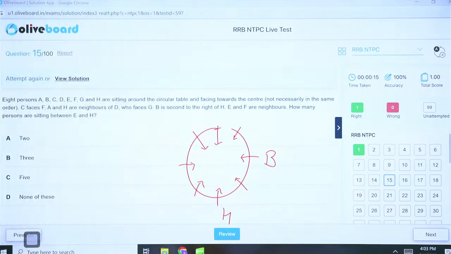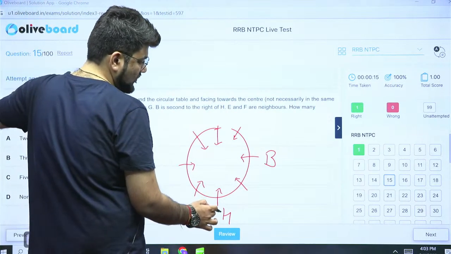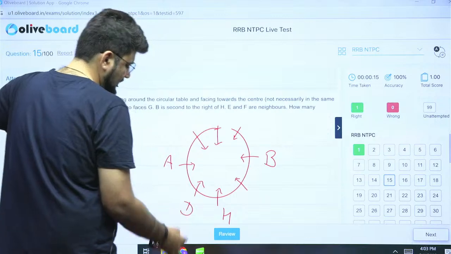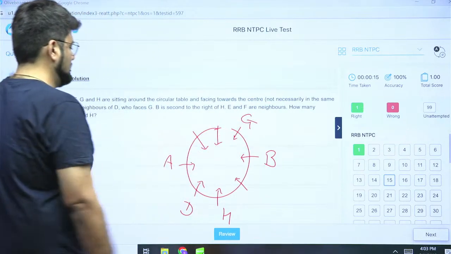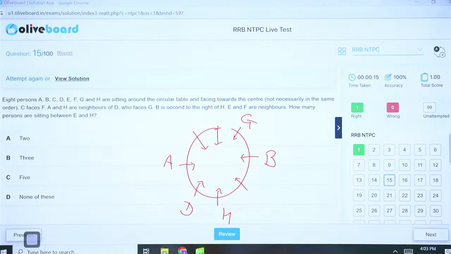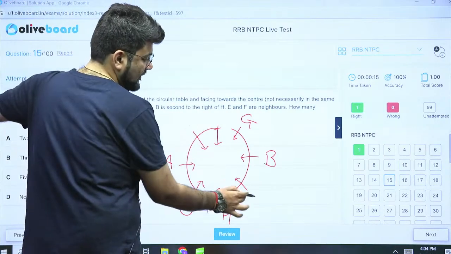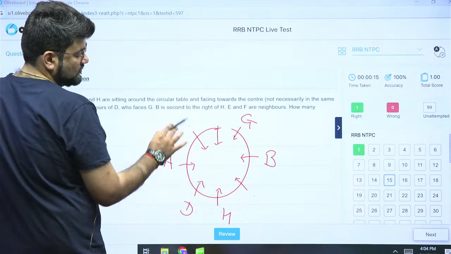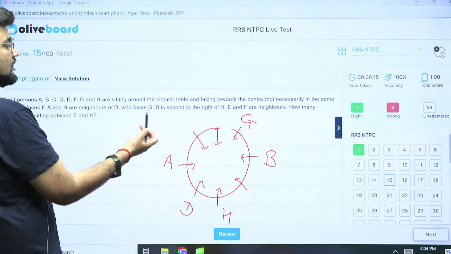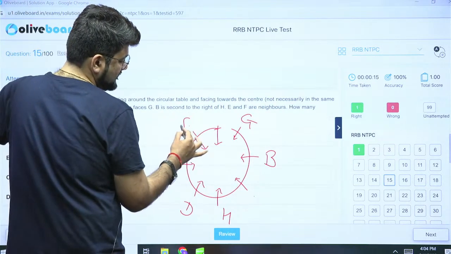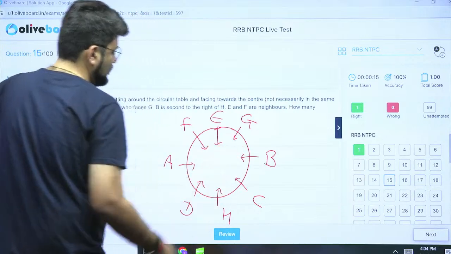Now let's pick it up. So A and H are neighbors of D only makes sense if A sits here and D sits here. Okay. And who faces G? So D faces G, right? B second to the right of H, already drawn. E and F are neighbors. All right. And first is C faces F. Now C faces F, it has to be here and here, right? Because this is already facing H. Now C faces F, but E and F are neighbors, right? Cannot be possible here. So this is F, this is C, and this is E. That's how you can complete your set.